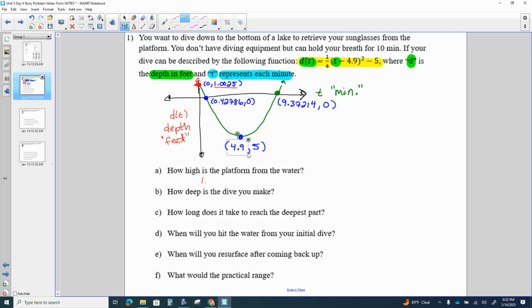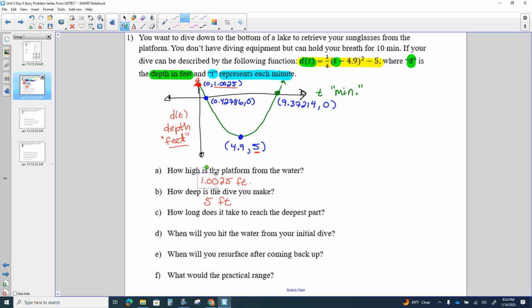So I'm going to come over here. That's the y value, and the y value is done in feet, so I make sure I put feet next to it. All right. How deep is the dive that you make? Well, deep, that is how far down you go. That is, again, a depth question. So if I look at this, he dives down. The deepest he's going to go is to this point, and his y value is 5. So he's going to go down 5 feet.